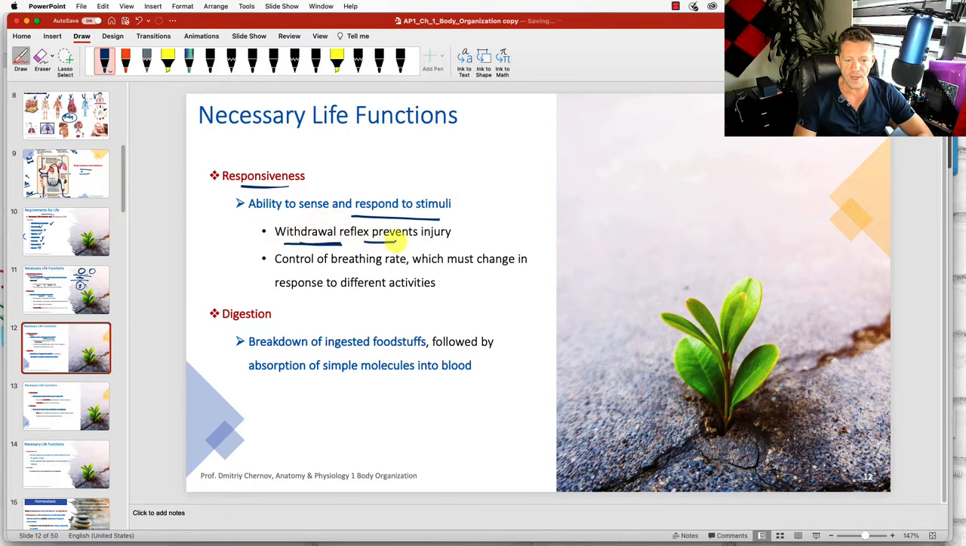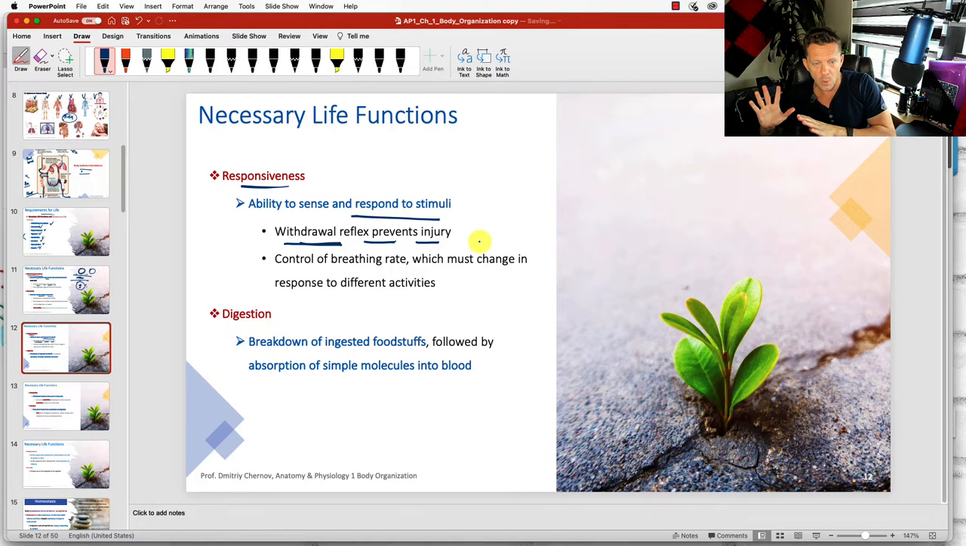The withdrawal reflex prevents injury. There is a reflex arc in the nervous system. We will discuss that. So my muscles, my bones, my nervous system all work together in tandem in order for me to stay away from this particular environment.